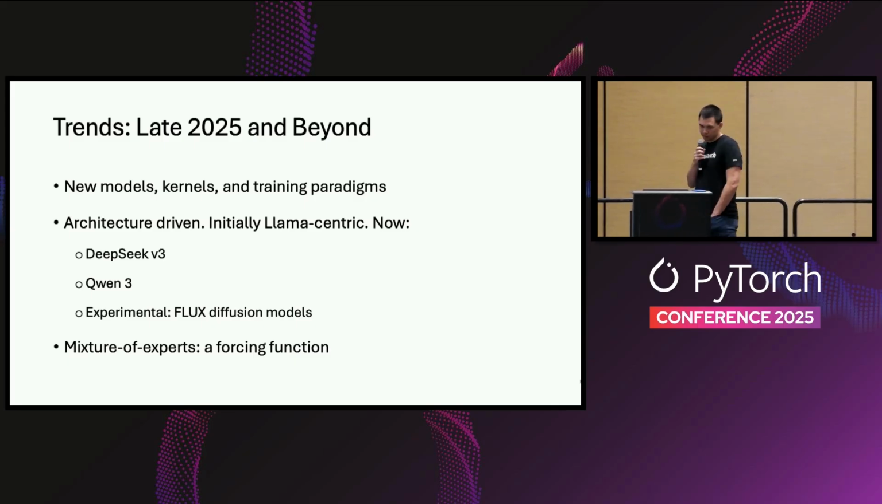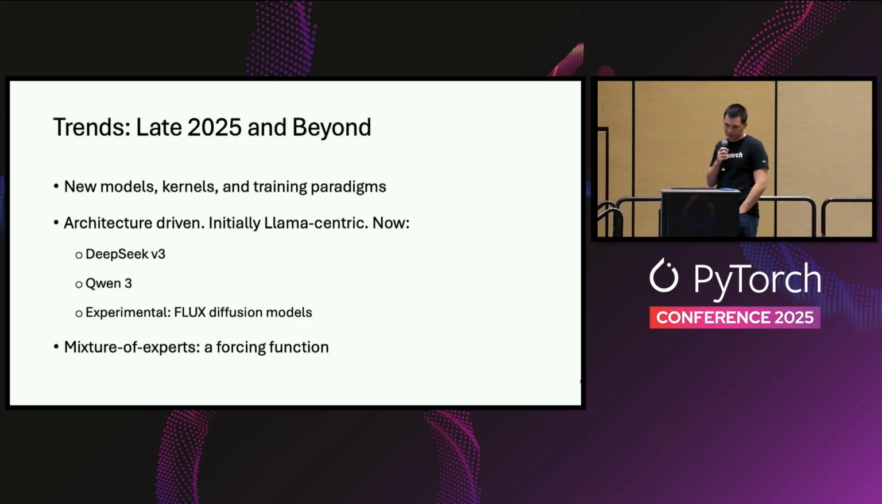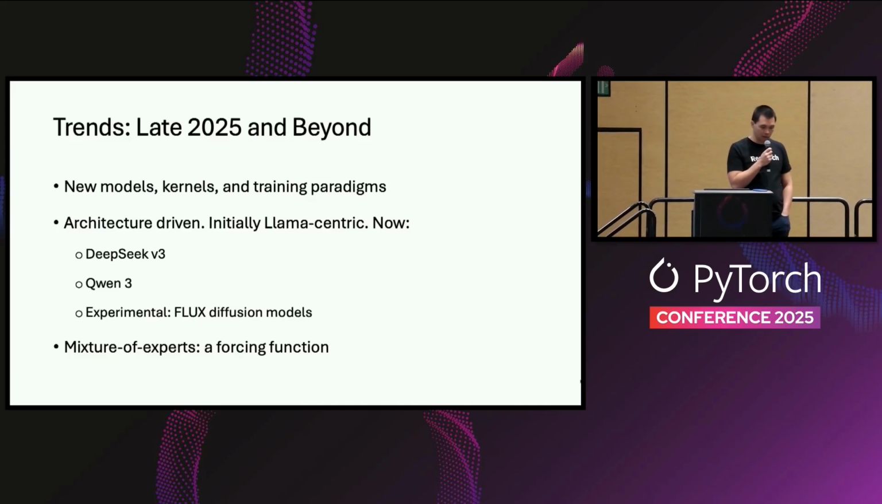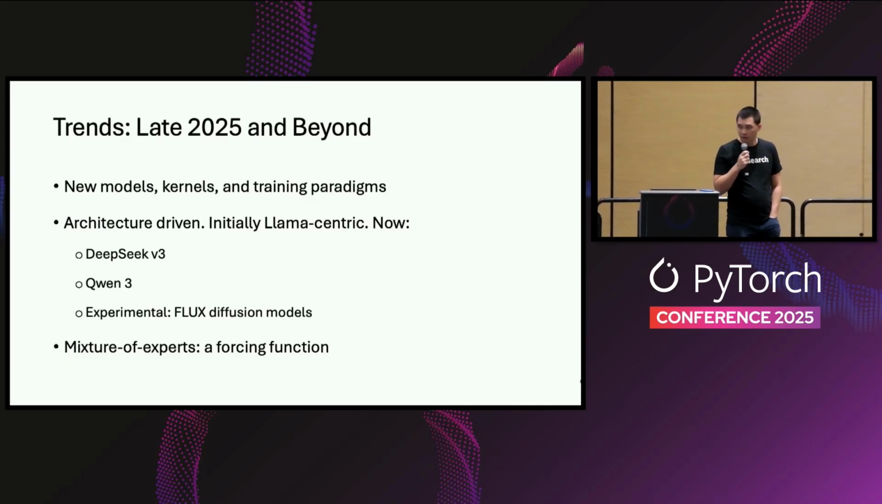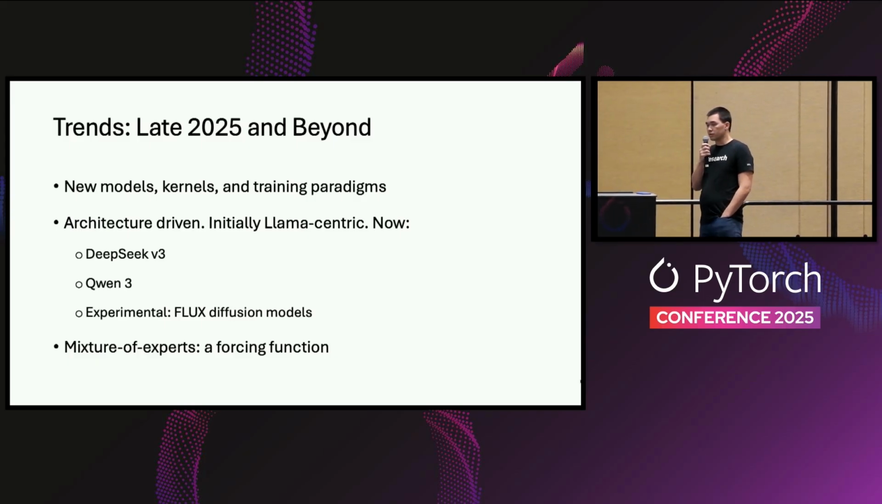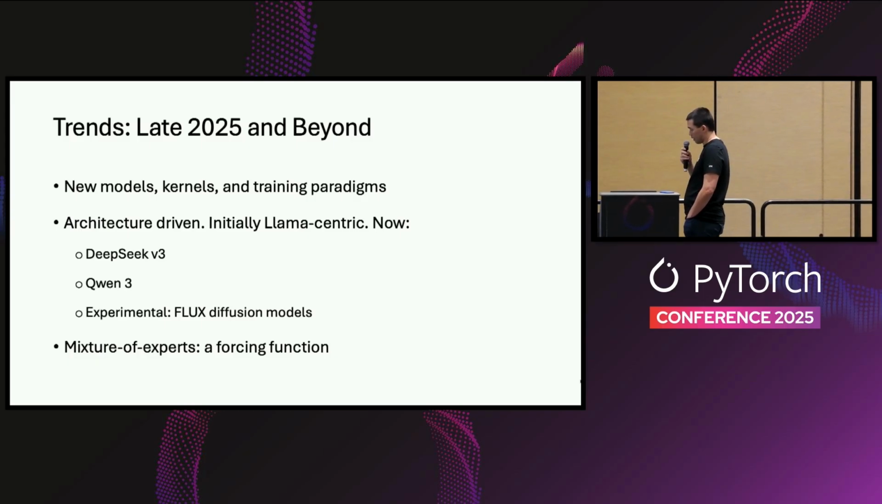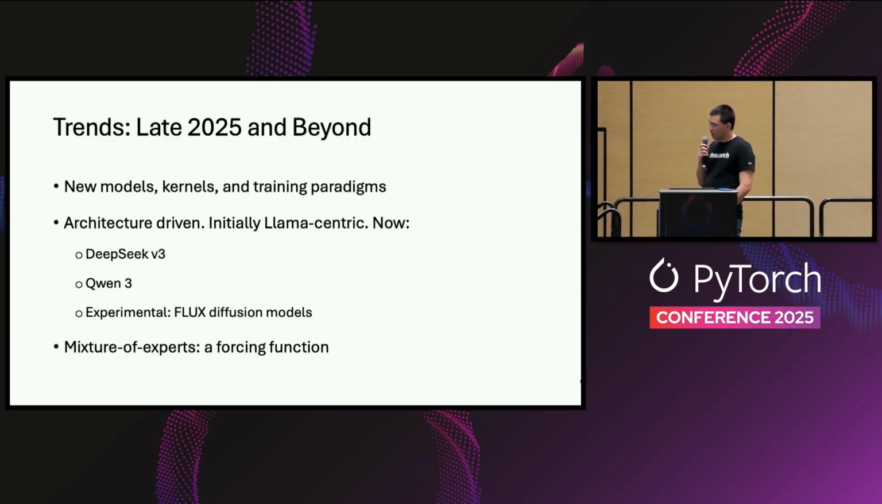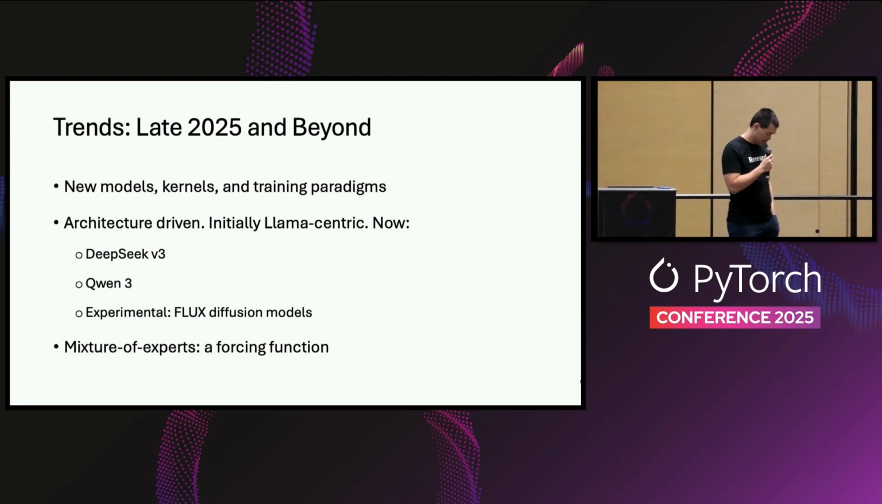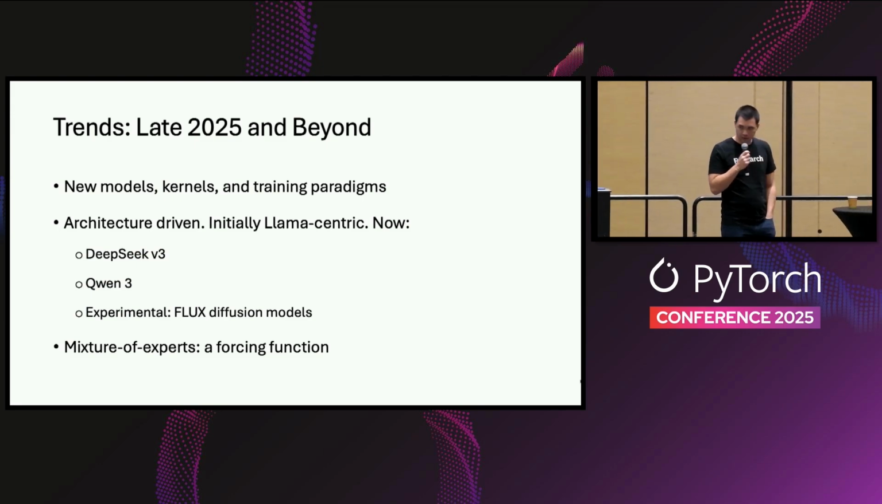So fairly recently, there's a full implementation of DeepSeek v3. There's also an implementation of Qwen 3. It's a little more experimental, but there's also diffusion models. Examples of that in TorchTitan. But it's really the kind of first two categories that have driven, I think, a lot of the recent fun changes in TorchTitan.